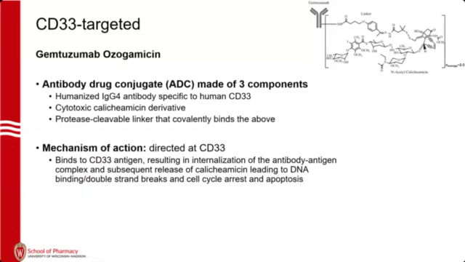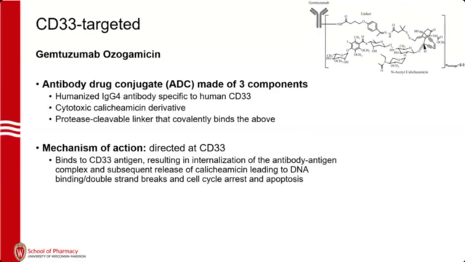Another antibody drug conjugate, moving to CD33 targeting therapies. Gemtuzumab ozogamicin is that product that is an IgG4 antibody targeting CD33. Again, we have a protease cleavable linker, as you can see on the upper right-hand side. And then you have a cytotoxic calicheamicin derivative, which serves as your payload here.